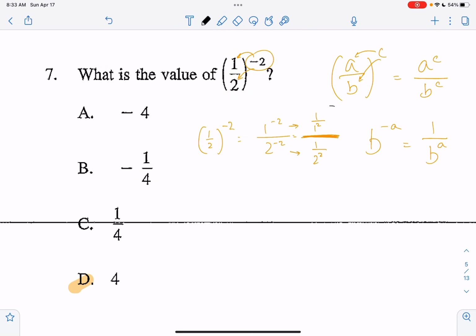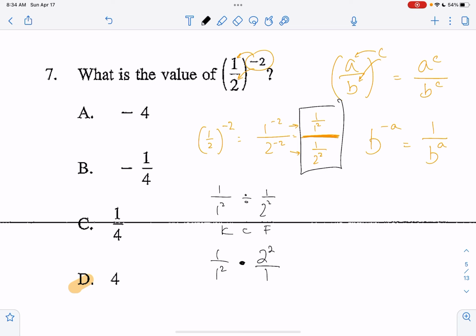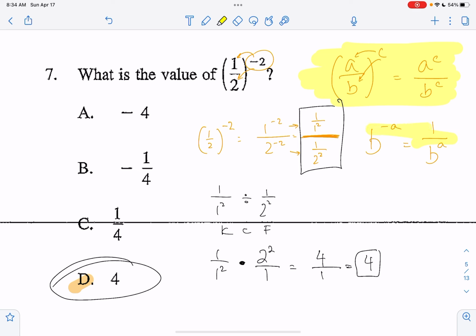And now once you have this, you can simplify by doing keep change flip. So 1 over 1 squared divided by 1 over 2 squared. And KCF for dividing fractions, that'll be 1 over 1 squared. And change the divide to multiply, and you have to flip the second fraction. This will give you 4 over 1, which is just equal to 4. That's choice D. You have to use these two laws of exponents to help you out.